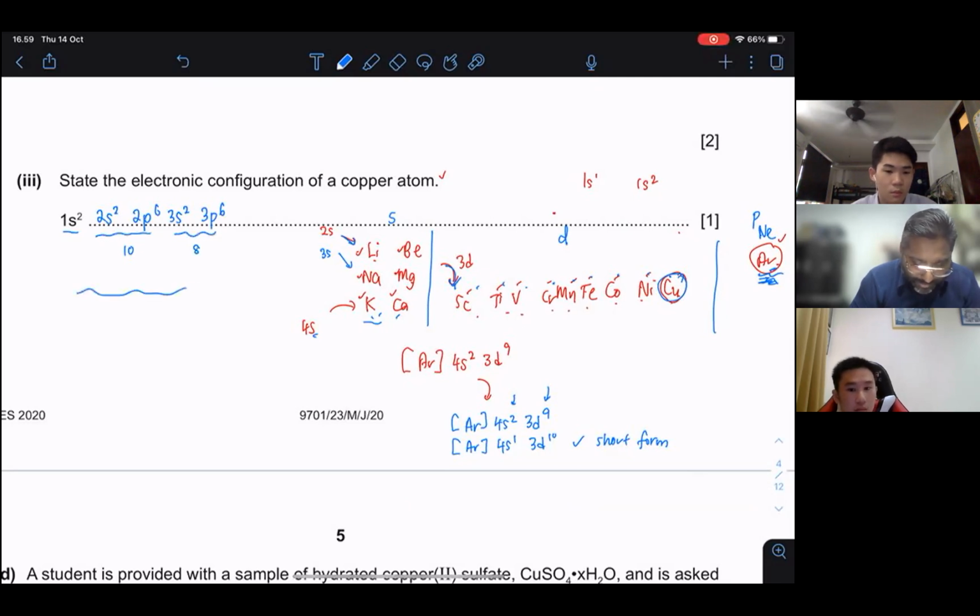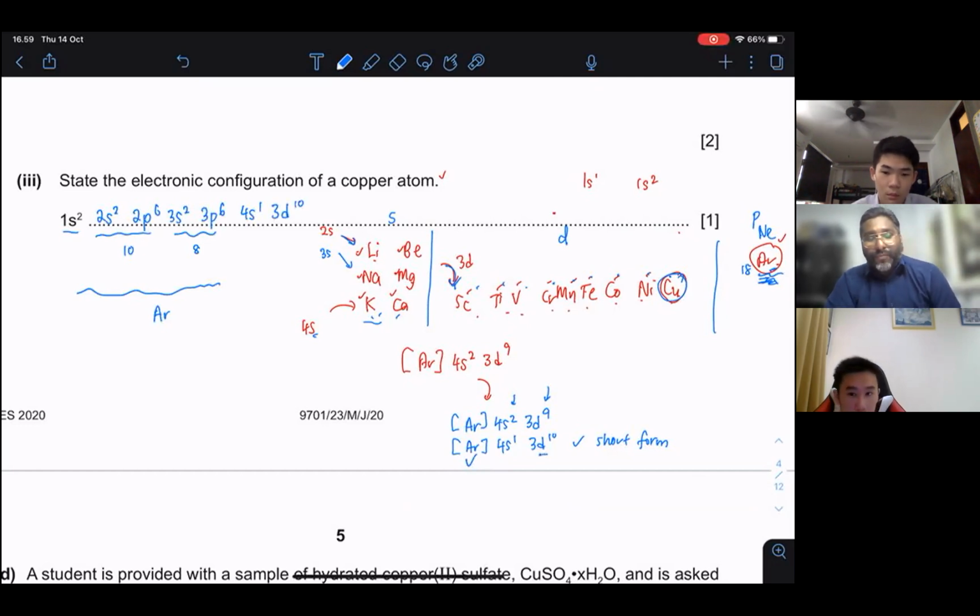So this is the one that is going to be argon. So argon is that, because argon is going to be 18. So you write down 4s1, 3d10. The reason, you do remember 4s is filled first, then only you fill up d.